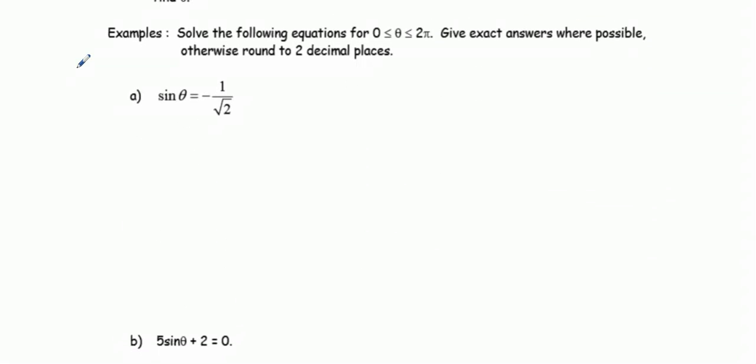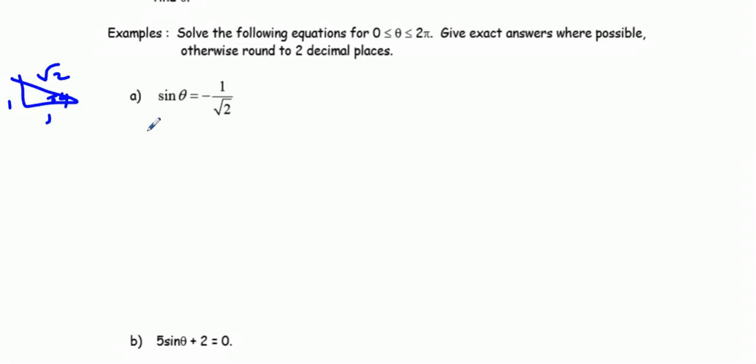All right, solve the following equations between 0 and 2 pi. Give exact answers where possible, otherwise round to 2 decimal places. So if I've got sine of theta equals negative 1 over root 2, I've already isolated sine theta, and now all I want to do is figure out what my angle is. And I know that the angle that generates a ratio of 1 over root 2 is one of those special angles. And if I draw a little picture, I know that it's pi by 4, right? Pi by 4, 1, 1, root 2. And that the sine of pi by 4 is going to be 1 over root 2. That's the positive. But we know this one's negative.